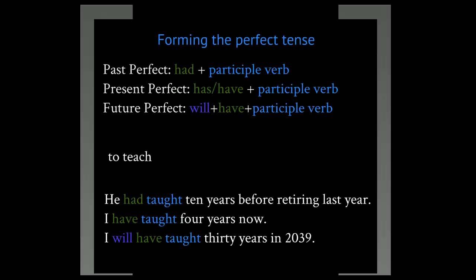So let's take the verb to teach and conjugate it out. Past perfect: he had taught 10 years before retiring last year. Okay, so all of those 10 years he taught have happened before that one time in the past. He's only retired once. Present perfect: I have taught 4 years now. I'm still teaching, it's still happening, but for a chunk of time I have taught. And then I will have taught 30 years in 2039. So notice 2039 is my future cutoff point, but for some time before that I've been teaching. So that's why I'm using my future perfect.